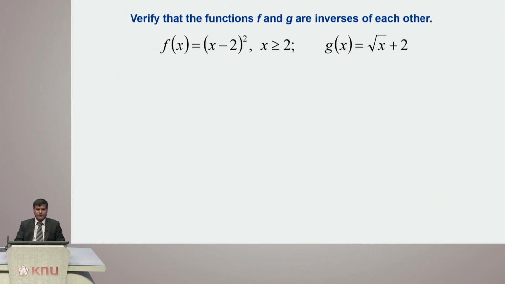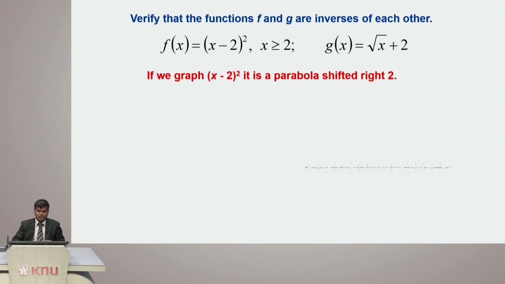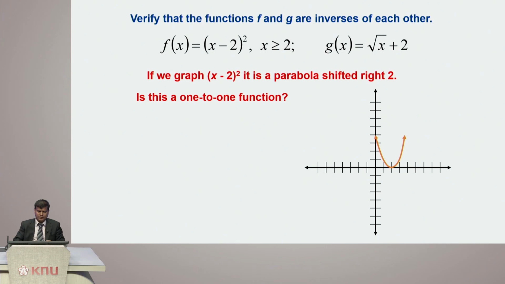So let's verify that the functions f and g are inverses of each other. Here we are given f of x equals x minus 2 the whole square, where x is greater than or equal to 2, and g of x is root of x plus 2. Let's try to graph it. If we graph x minus 2 the whole square, we get a parabola, right? And is it a one-to-one function?